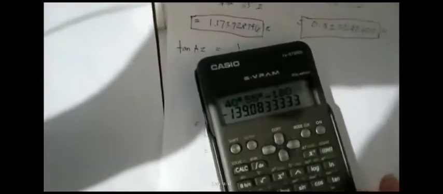40 degrees 55 minutes minus 180, then we will have 139.08333, but we will convert it into degrees form. So we will get a 100.